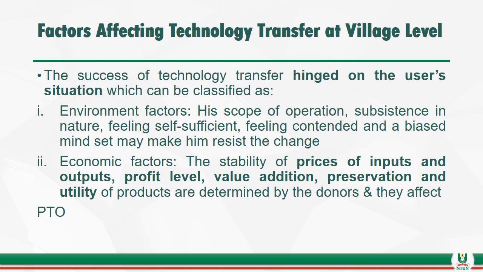Okay, then economic factor, which is number two: the stability of prices of inputs and outputs, the profit level, the value addition, the preservation and the utility of the products are determined by the donors, and of course they affect the outcome. If they don't go well with the receivers, they will definitely not accept.